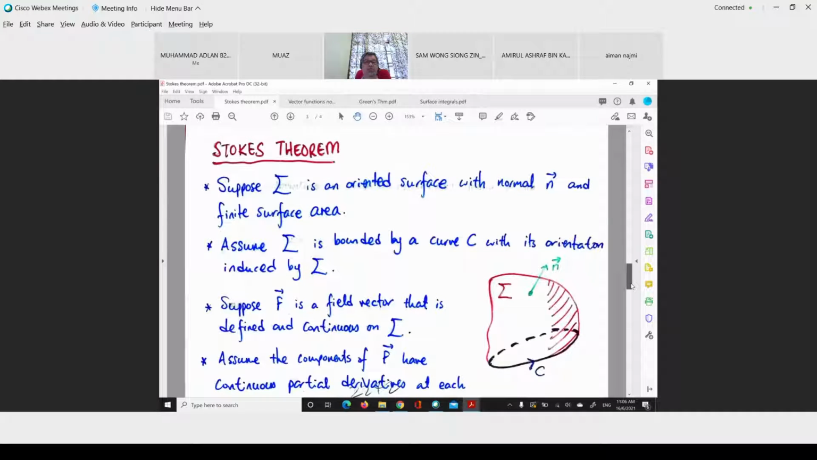Okay, let's suppose we have a surface sigma here in a 3D space. Okay, this is a surface. Suppose sigma, capital sigma, is an oriented surface with normal vector n, and a finite surface area. And assume the surface sigma is bounded by a curve C, as shown here, with its orientation induced by the surface sigma. I will explain this orientation.